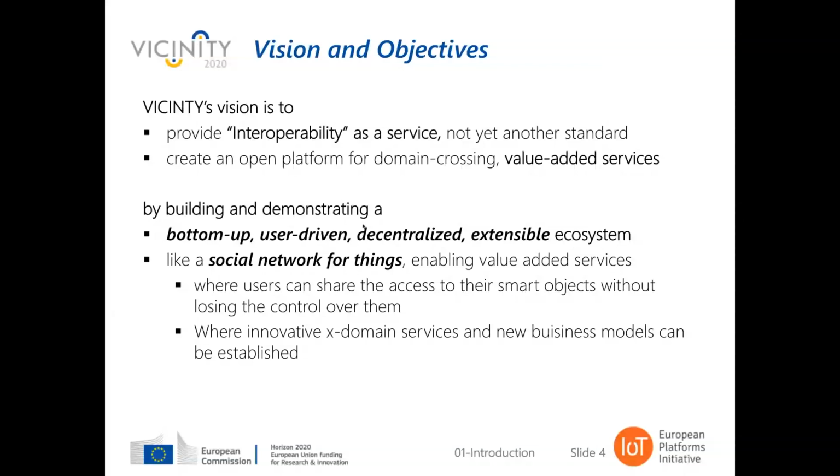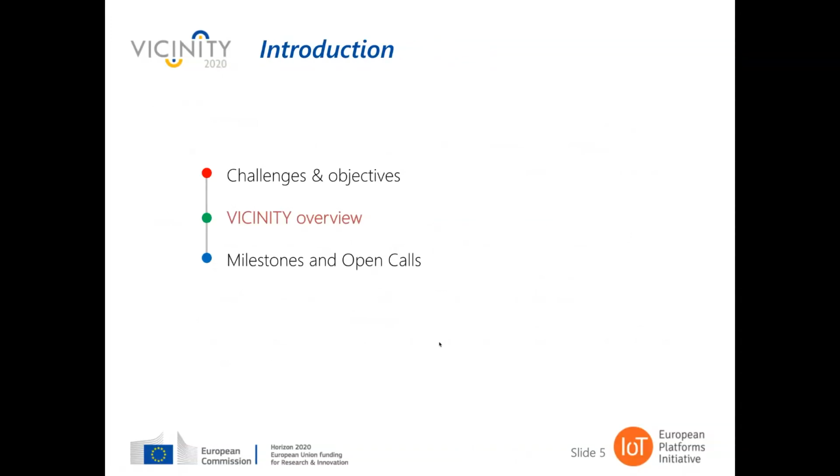The interesting thing is that we want to enable users to share access to their smart objects, to their infrastructures, without losing control over them. So they share the data or the control over their things only with a very limited number of friends, but not with a company in the cloud that then can, like Facebook, do whatever it wants with it. On top of this, innovative cross-domain services can be installed, and of course, we want new business models to be established in the end. More technically, I will give you now an overview of the VICINITY project.